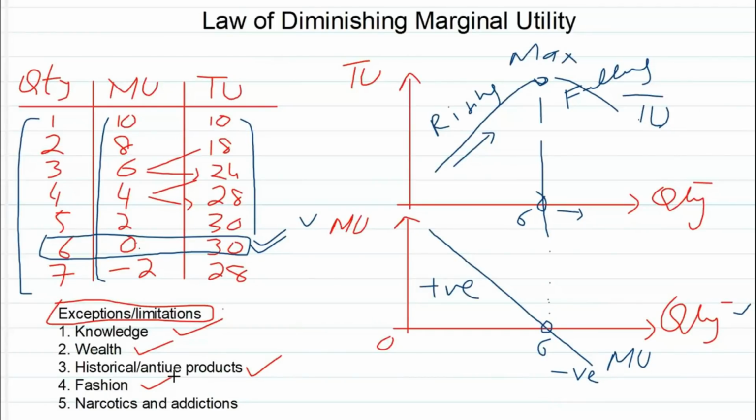And the last thing is narcotics or addictions. The person who has addiction of narcotics feels more satisfied, or he gets more utility by consuming more units of such goods. So the marginal utility of these goods increases with extra unit consumed. For example, wine, heroin, cigarettes, and other drugs. The more the person uses such goods, the more urge he has for them.